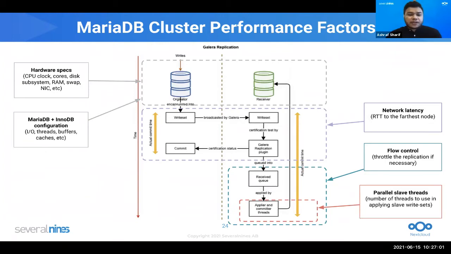There can be many factors that can influence the writes, the reads, and the replication performance: the server resources, MariaDB and InnoDB configuration, network latency because of the WriteSet broadcasting and certification process, and then the Galera flow control, which basically throttles the Galera replication if necessary, and parallel slave threads, which is the number of threads that Galera will use to apply the certified WriteSet.